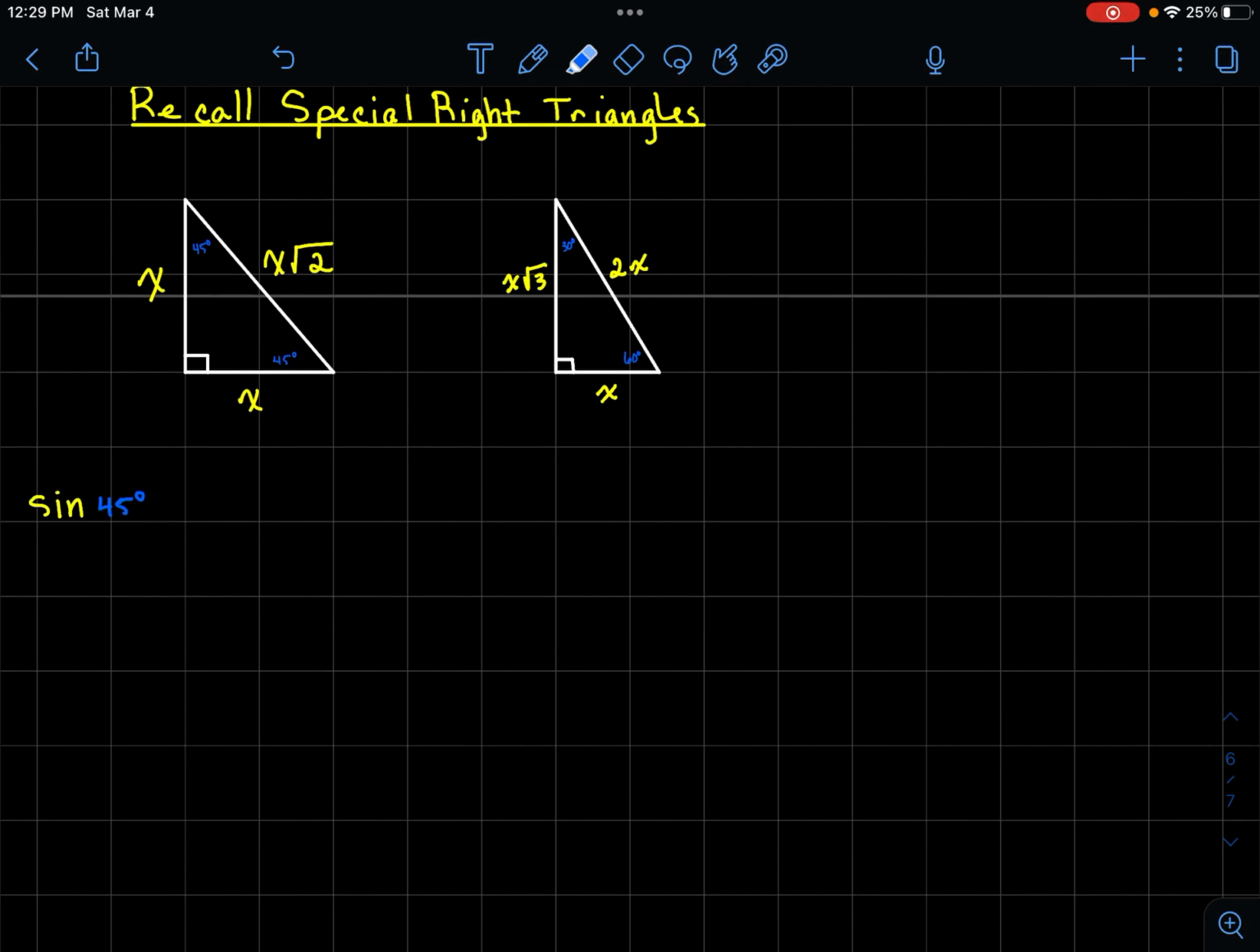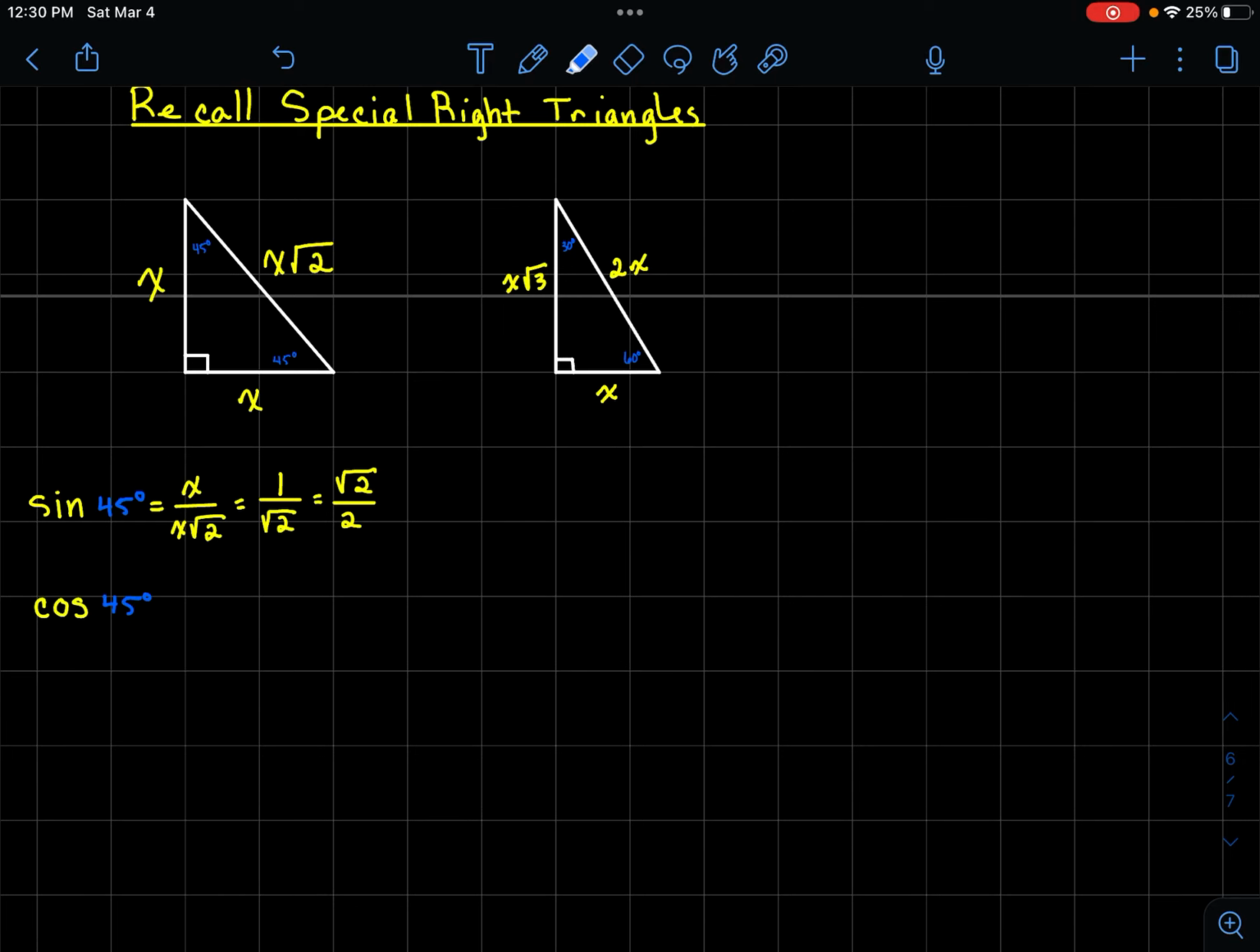Let's start with the 45, 45, 90. Sine is the opposite over the hypotenuse, which would be x over x root 2. What you'll see here is that the x's cancel each other out, and you're left with the ratio of 1 over root 2. Rationalizing this will give us square root of 2 over 2. Let's try the cosine. The cosine of 45 degrees.